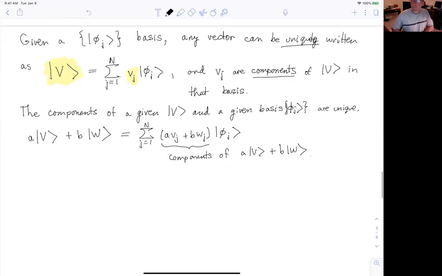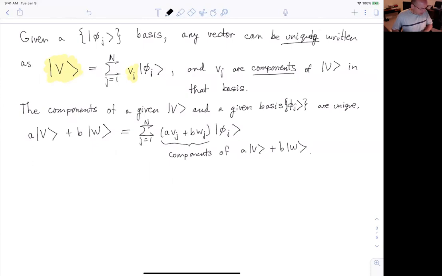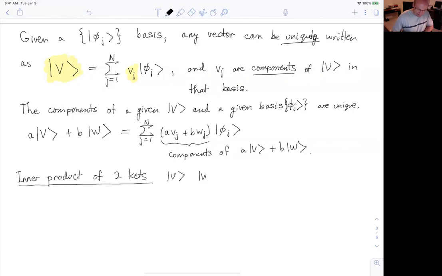All right. So one more definition for today, and then we'll, I think, be out of time. And that is, we had this thing called an inner product that we need to define in order to help us understand the postulates. So the inner product of two kets, let's call them, for the purposes of this definition, V and W, is denoted with the left angle bracket, V, vertical line, W, right angle bracket, and this is a complex number.